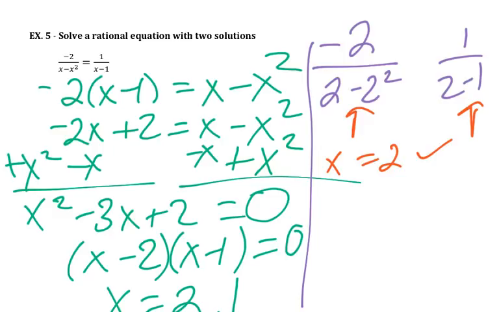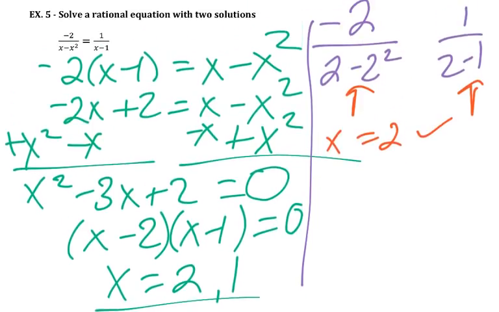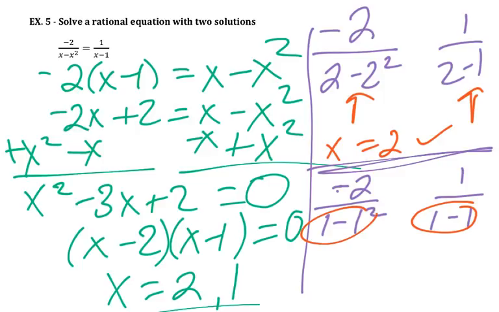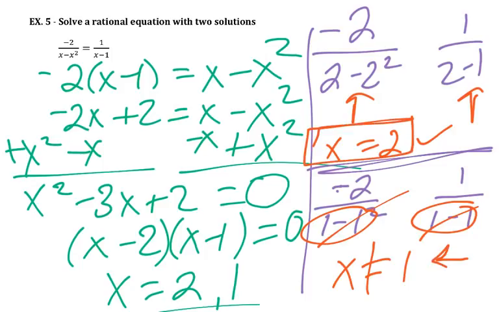If I plug in 1, so let's make space. So negative 2 over 1 minus 1 squared and 1 over 1 minus 1, these denominators are equal to 0. So x cannot equal 1. This is not a true solution. It is an extraneous solution. So the only true solution is x equals 2.